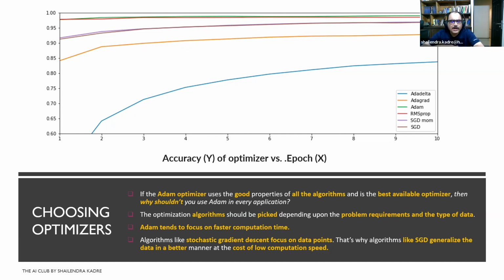So for ADAM, a couple of things I want to show: ADAM tends to focus on faster computation time. The advantage of ADAM is faster computation time.